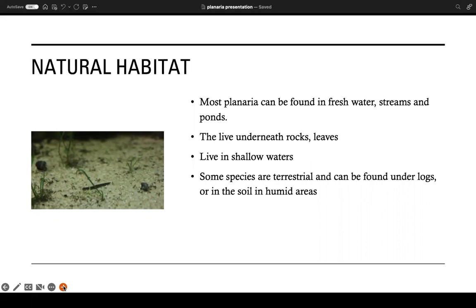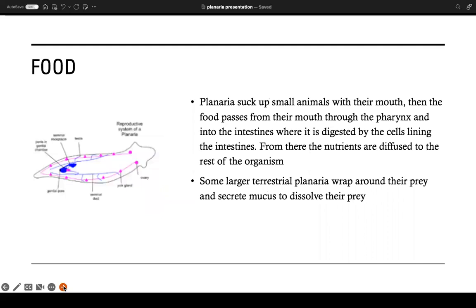However, some species are terrestrial, so they can be found on land underneath rocks, logs, or in the soil in humid areas. For food, planaria suck up small animals with their mouth. Then the food passes from their mouth through the pharynx and into the intestines, where it is digested by the cells lining the intestines. From there, the nutrients are diffused to the rest of the organism.